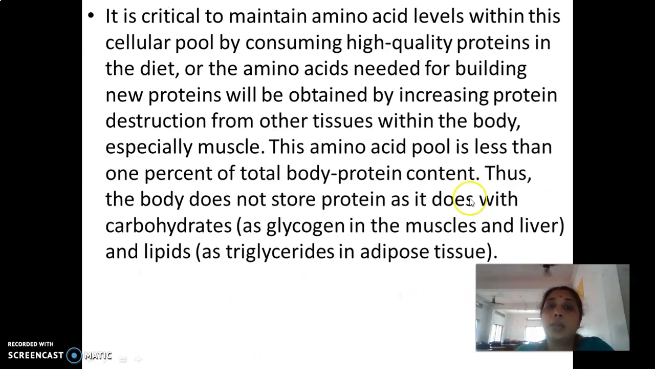So it is critical to maintain the amino acid levels within the cellular pool by consuming high quality proteins in the diet. That is why we are told to eat protein rich food. So that the amino acid pool is rich in all the amino acids. So whenever the demand arises, the body can directly go and pick up the required amino acids.